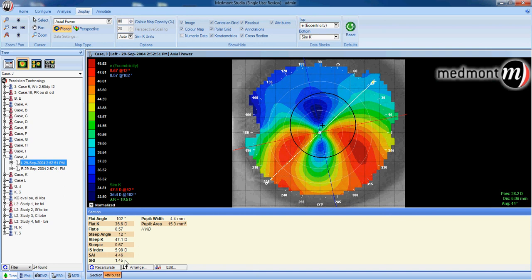Last value, surface regularity index, looks at the power distribution within the pupil. The greater the distribution of power, the more asymmetrical the eye, the greater the likelihood of disease. The threshold for abnormal would be greater than 0.8.